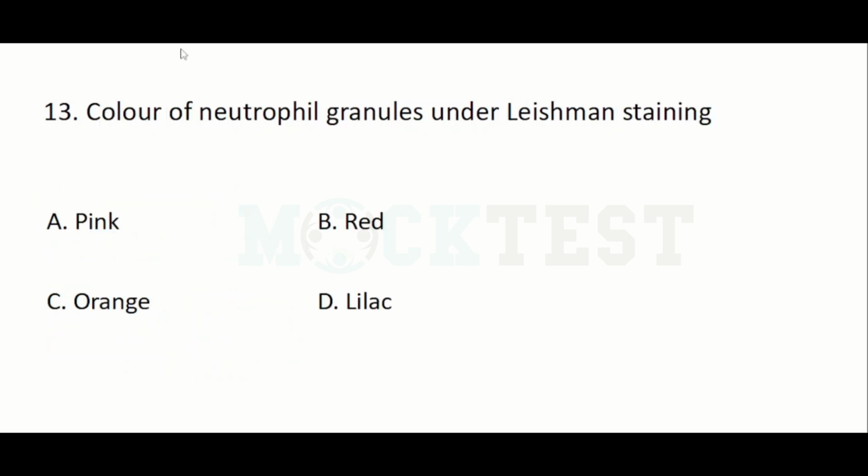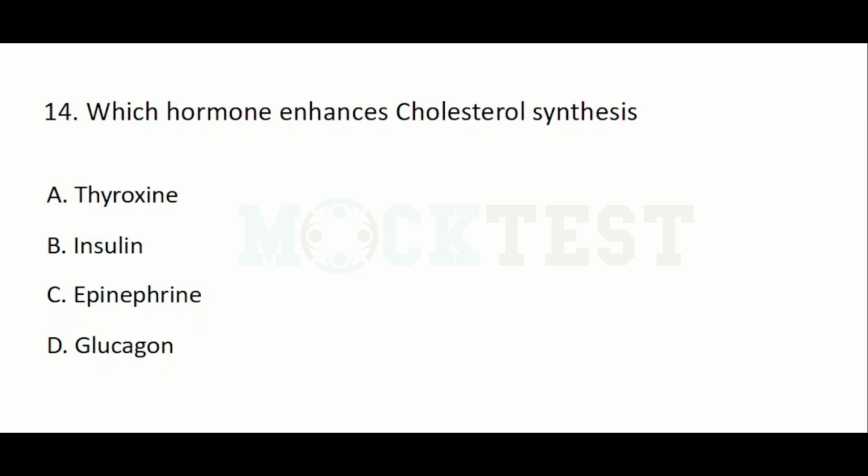Next question. Color of neutrophil granules under Leishman staining. Option A pink, option B red, option C orange, option D lilac. Option D lilac.